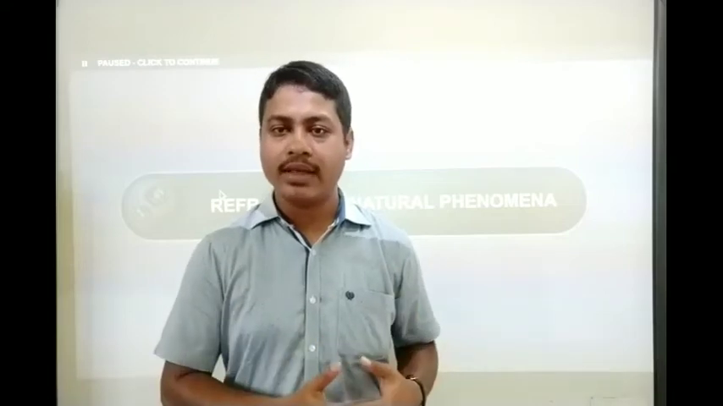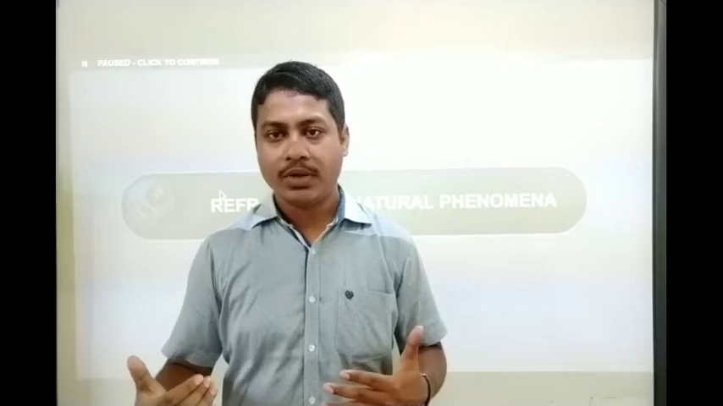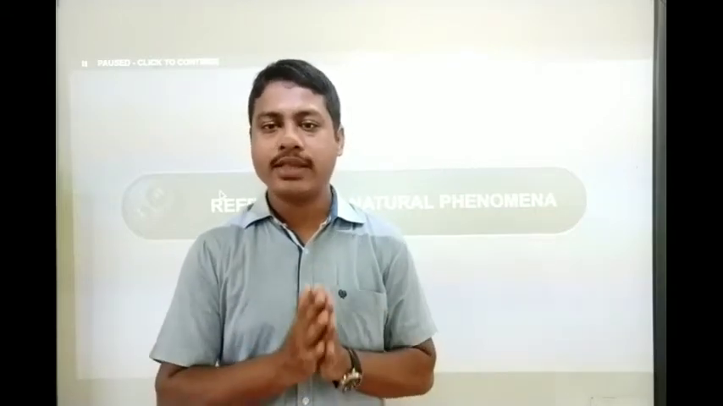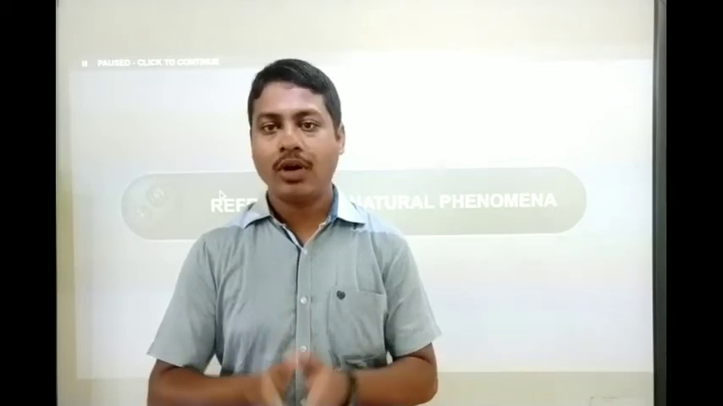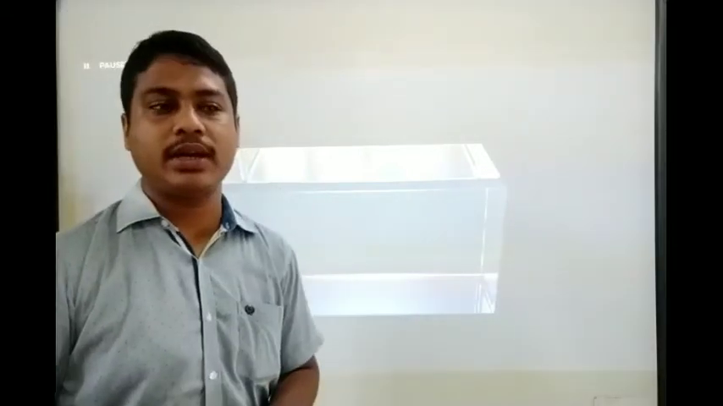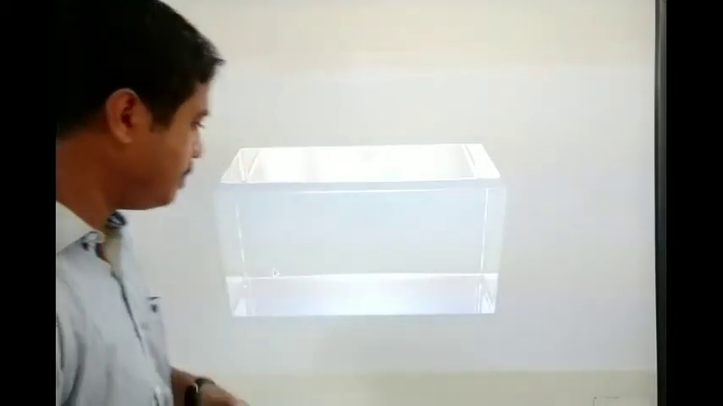There are two types of telescope, the refracting type and the reflecting type. What is the difference between a refracting and a reflecting type telescope? We'll also discuss that in this chapter. So let us start the chapter. The first part is refraction through a glass slab. You can see this is a picture of the glass slab.